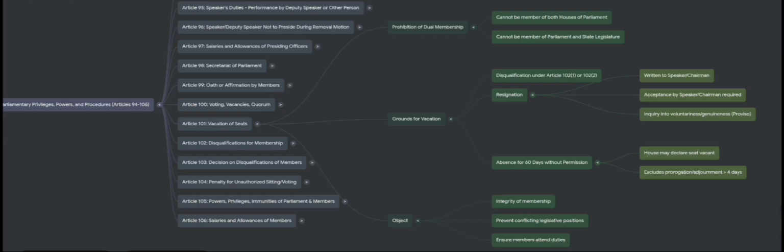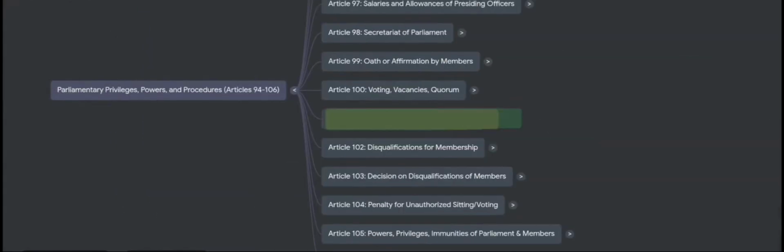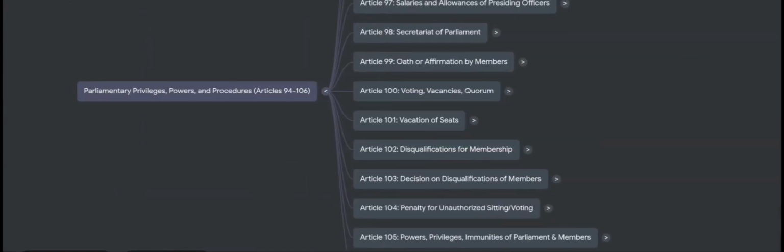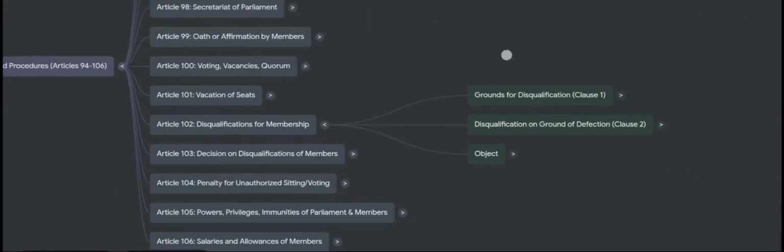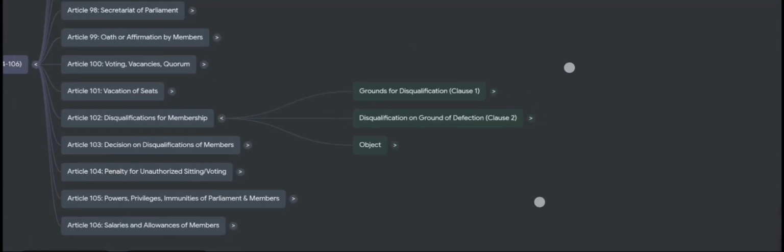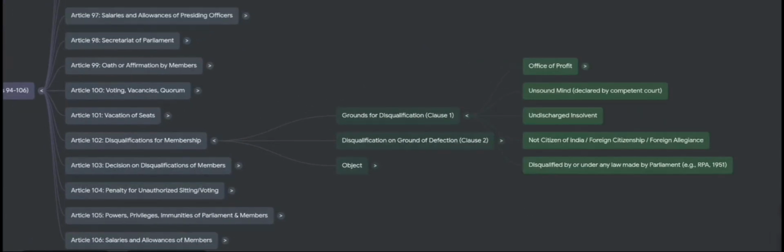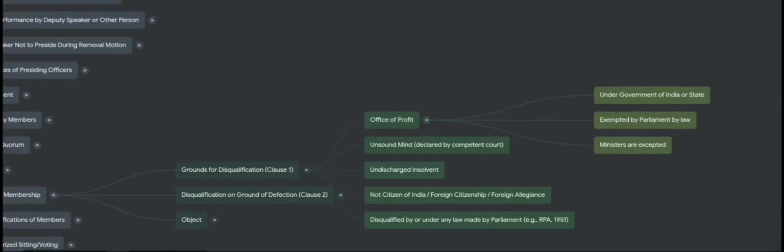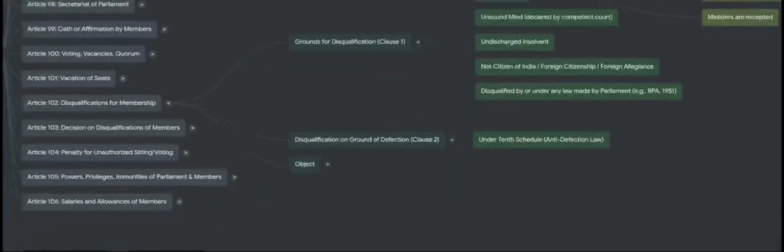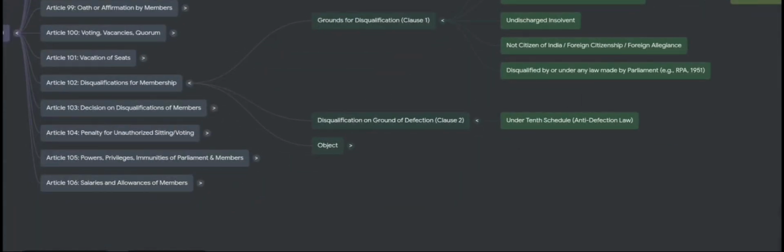Okay, let's move to Article 102. This defines who can serve by laying down specific disqualifications for membership. It's about maintaining the integrity, independence, and, well, suitability of our legislative body members. The office of profit rule is a big one, often causing controversy. What exactly does it mean to hold an office of profit under the government, and why is it a disqualification?